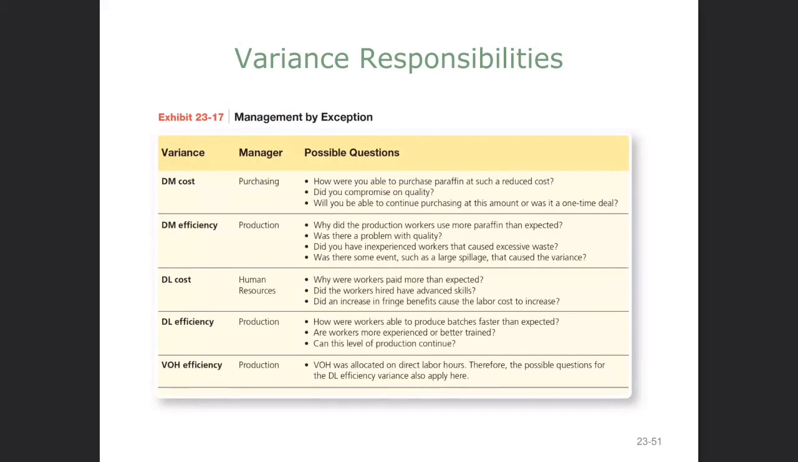And then direct labor efficiency would be the production manager. How were workers able to produce batches faster than expected? Are workers more experienced or better trained? And can this level of production continue? And then variable overhead efficiency, production manager. Variable overhead was allocated on direct labor hours. Therefore, the possible questions for the direct labor efficiency variance also apply here.